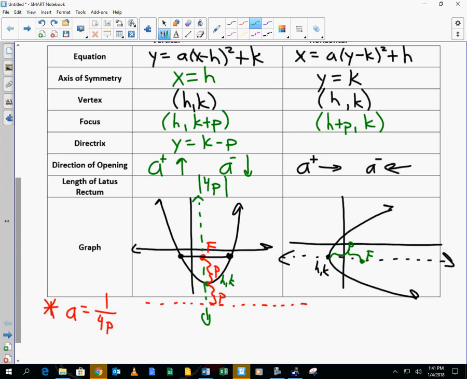The directrix is going to sit p units on the outside. And it's perpendicular to the axis of symmetry, so therefore it's a vertical line. Is that going to affect the x value or the y value? X value, it's an equation of x equals, and it's going to be h minus p. The length of the latus rectum remains the absolute value of 4p.